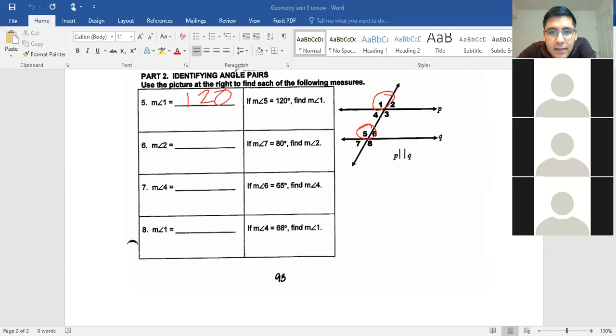All right. Now it asks us, the measure of angle 7 is 80. And the measure of angle 2, what is it? Okay.